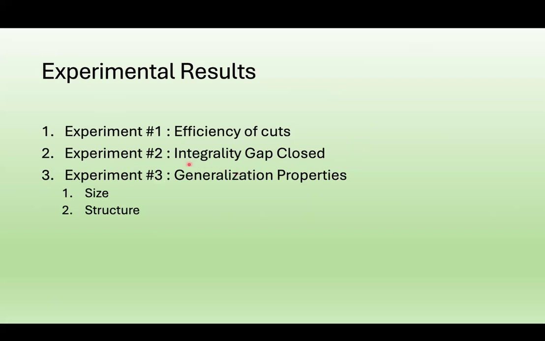Then the next aspect is integrality gap closed. In cases where the cutting planes alone are unlikely to solve the problem to optimality, we see whether the RL agent can close the integrality gap effectively or not. The higher the value of integrality gap closure, the closer we are to the optimal solution. Then the third aspect is how well our technique generalizes on size and structure. We'll talk about it in the subsequent slide.